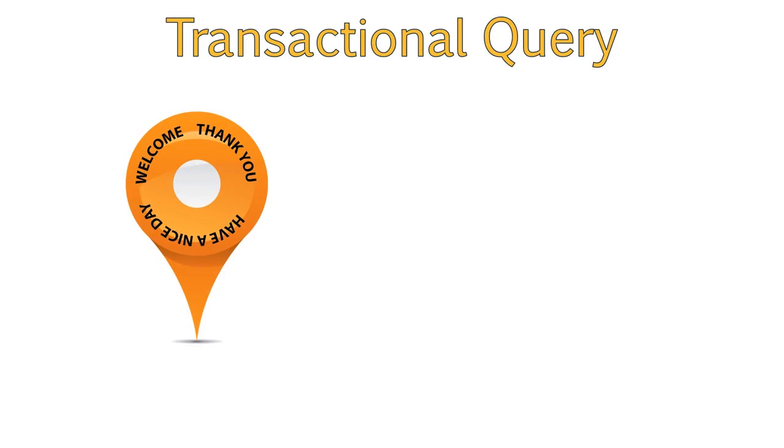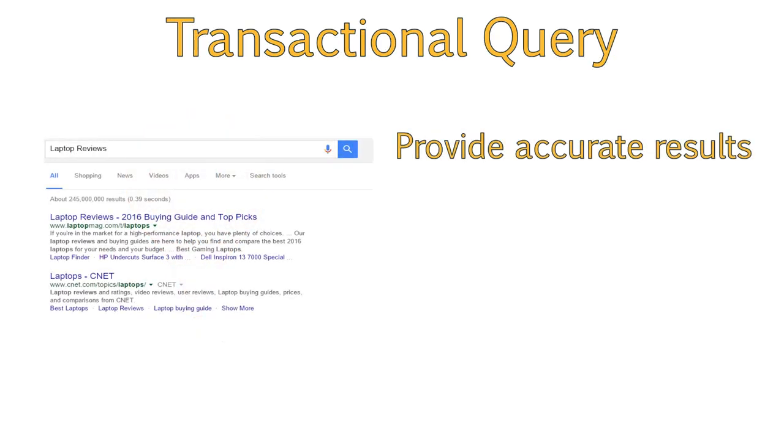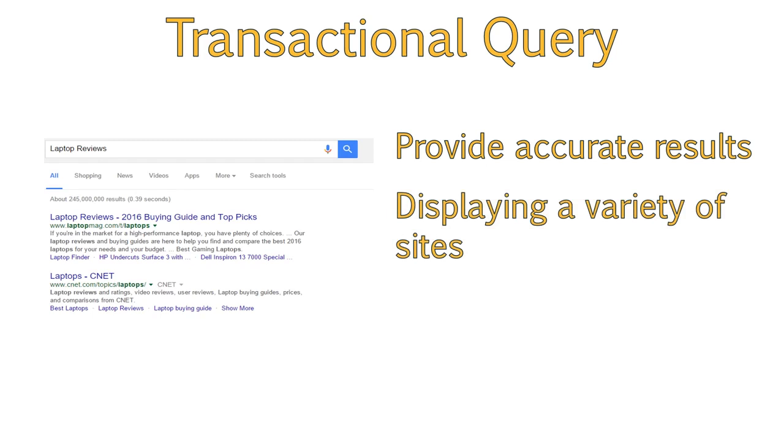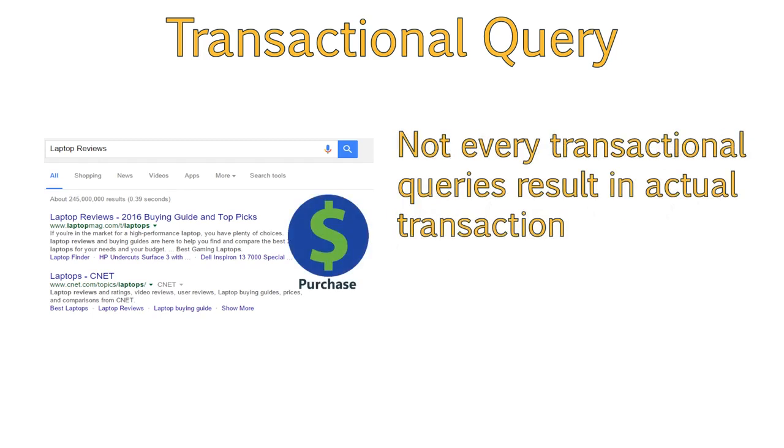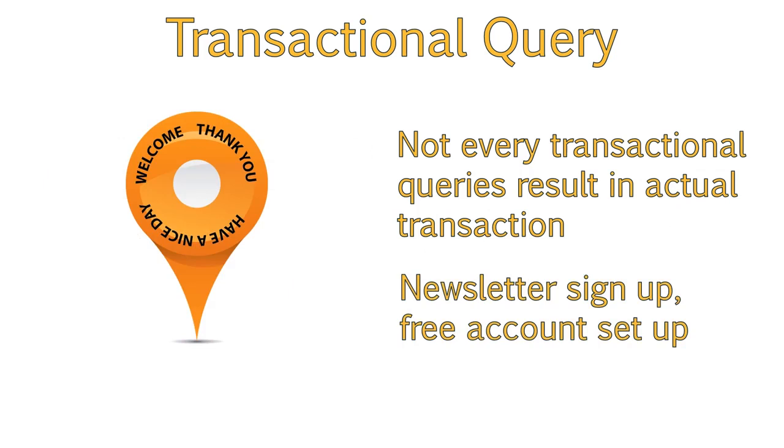In this case, they are ready to buy, and they're hoping Google will provide the results they need for their search query. In this example, the user has decided they are going to purchase a specific laptop. They have typed in the model number, displaying a variety of sites to purchase that specific product. Note that not all transactional queries have to result in an actual transaction. Someone might be trying to sign up for a newsletter, create a free account, or more.